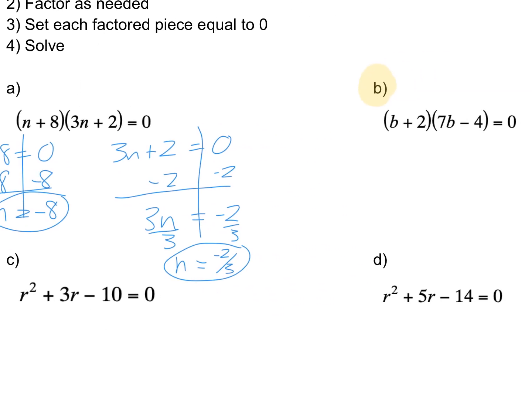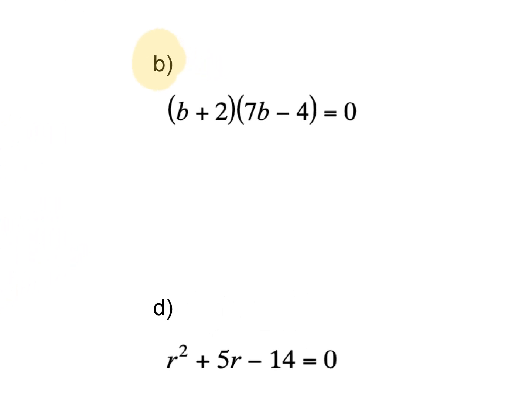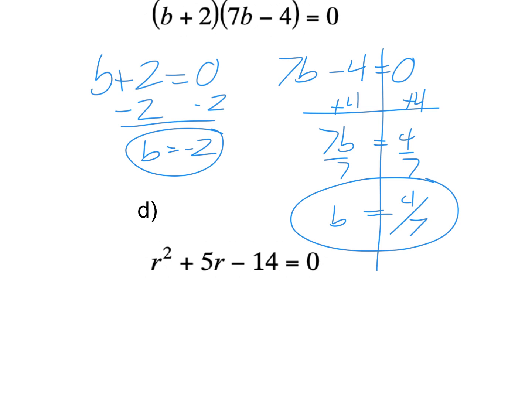So let's go ahead and look at B. This is extremely similar. So it's already set equal to 0. It's already factored. So we don't have to do those first two steps. What I want you to do is pause the video and try and solve. So you'll want to set each piece equal to 0 on its own and solve it. So you will get two answers. But go ahead and pause and try to solve this one. All right, so I got two solutions. The first one, b equals -2, and b equals 4 divided by 7.